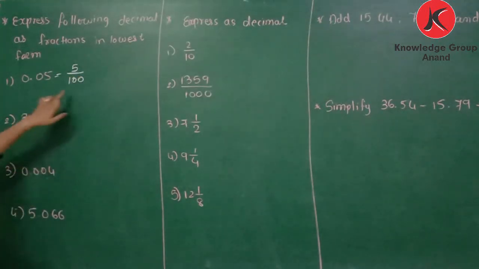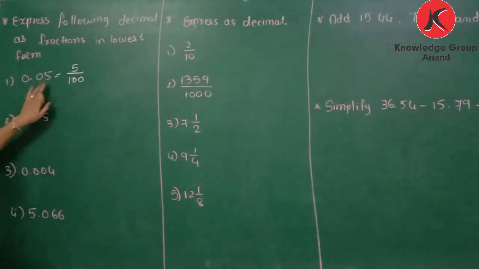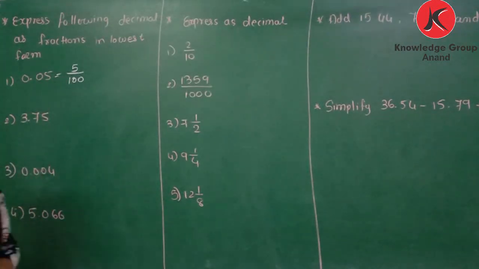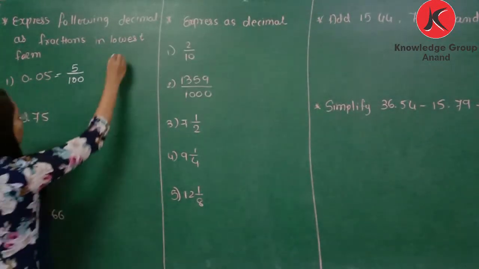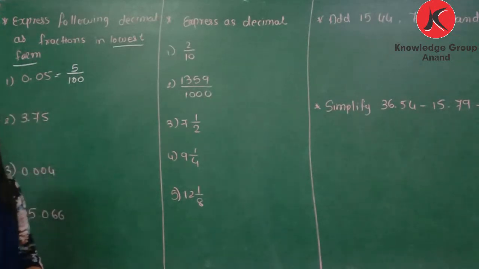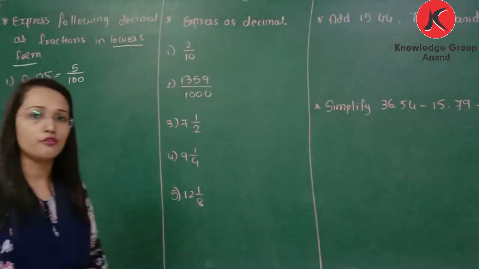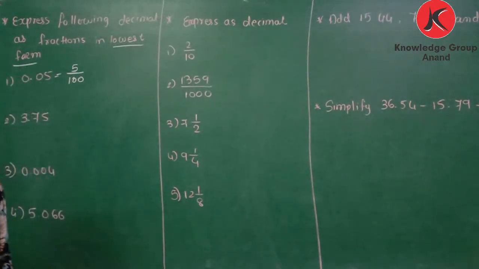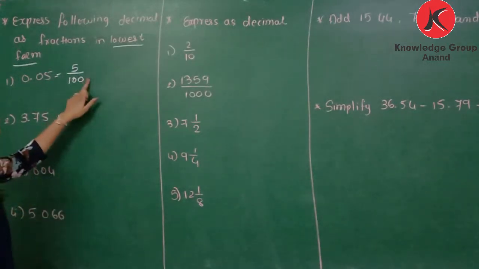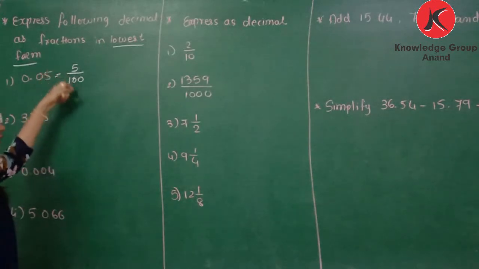Why 100 in the denominator? Because you can see after the point there are 2 digits. So it is 5/100. Now convert this into the lowest form, because in the question it is written to convert into lowest form. So you need to divide by the common factor. Now what is the lowest form? The lowest form of a fraction is when the numerator and denominator have only the common factor 1. So here you need to find the common factor for 5 and 100.